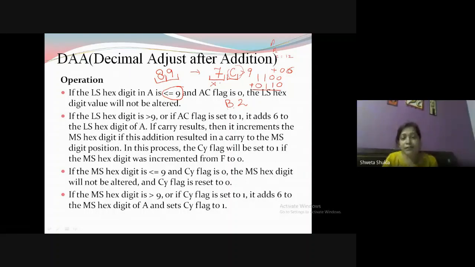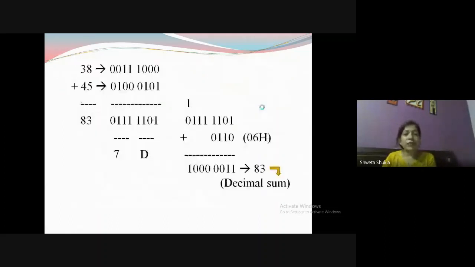Remember. Now, if it is B2, that means LSB is same, but MSB is what? It is more than 9. Then what you are going to do? You will add 6 here in MSB. So total, B2 can be added by 60. So in B only, you will add 6 again. So whether it is LSB or MSB, you have to add 6 to adjust that particular answer after addition, okay. Now I'm just telling you this with an example.